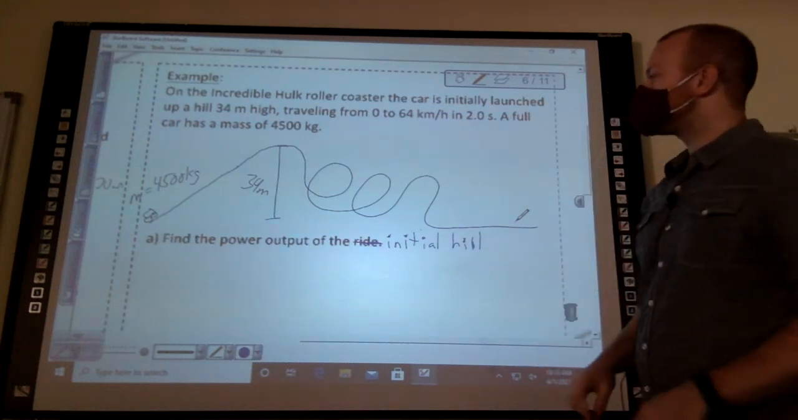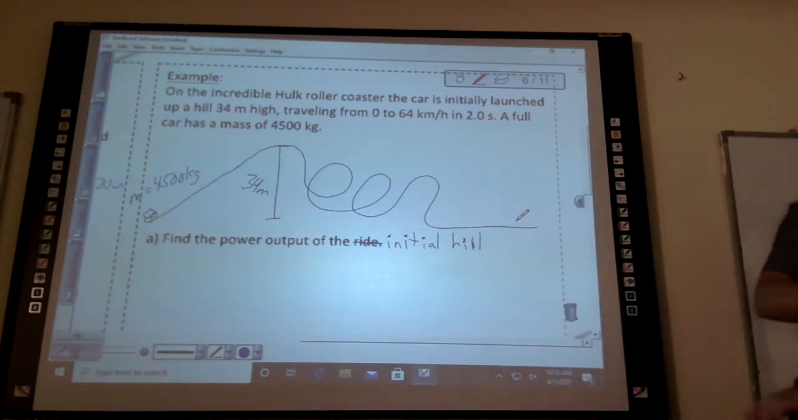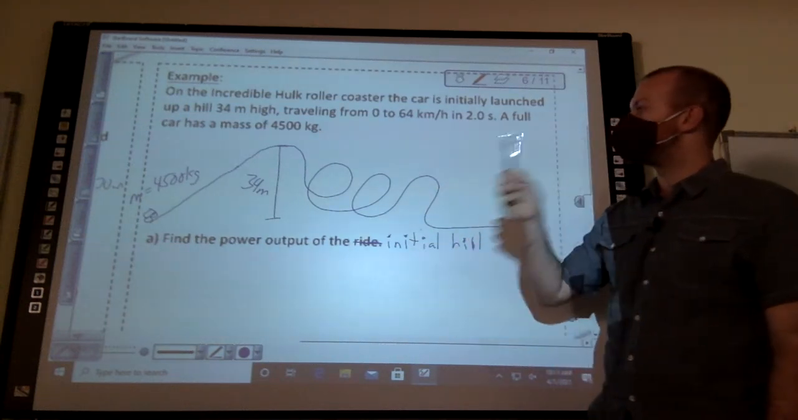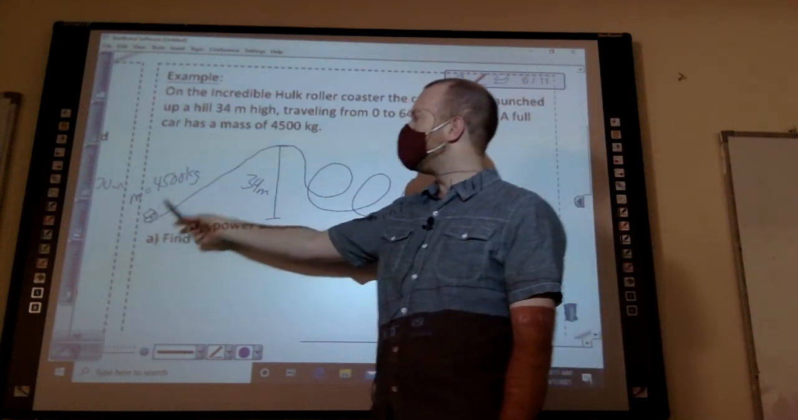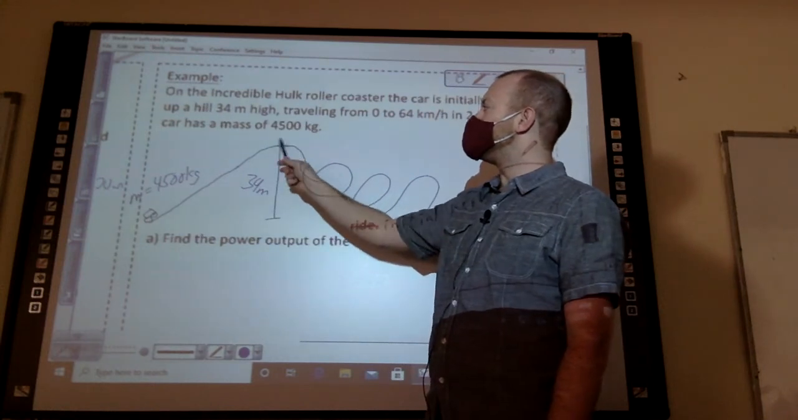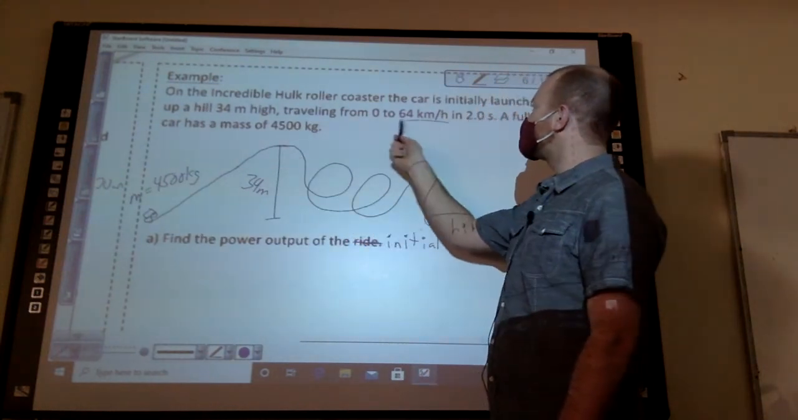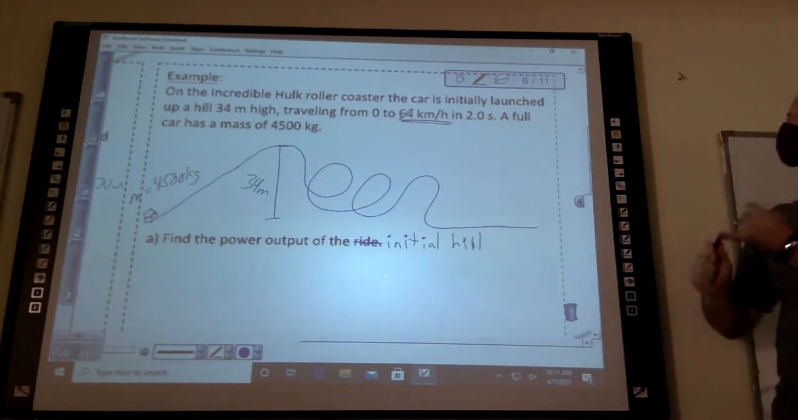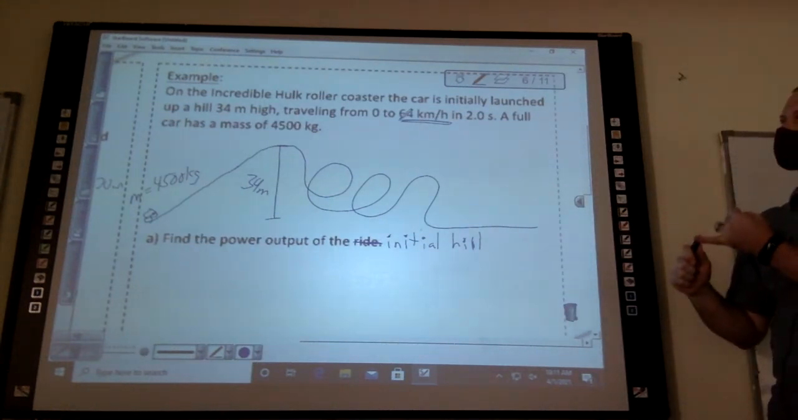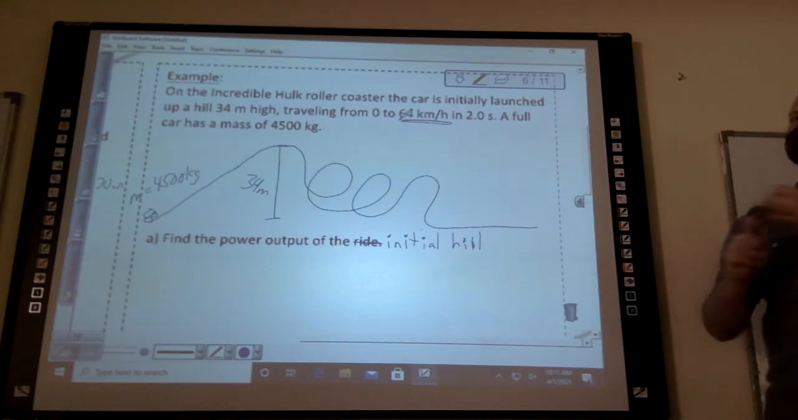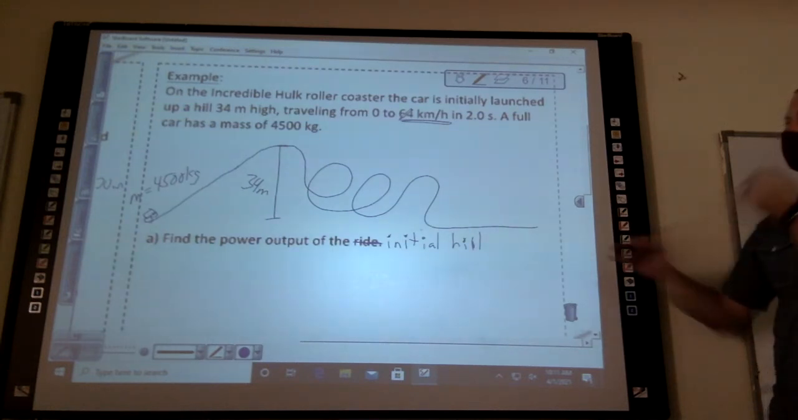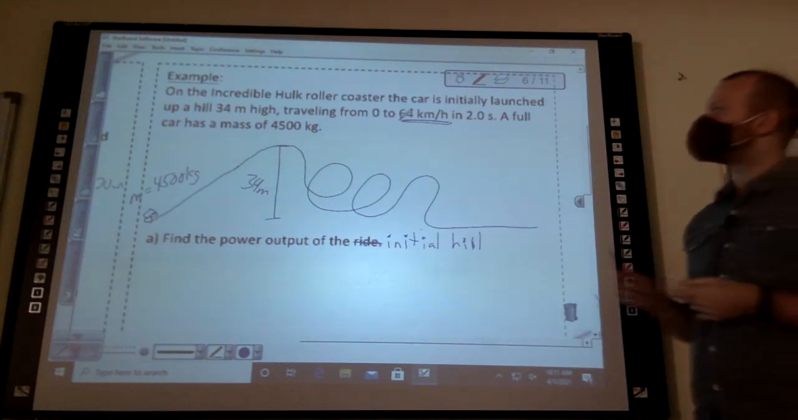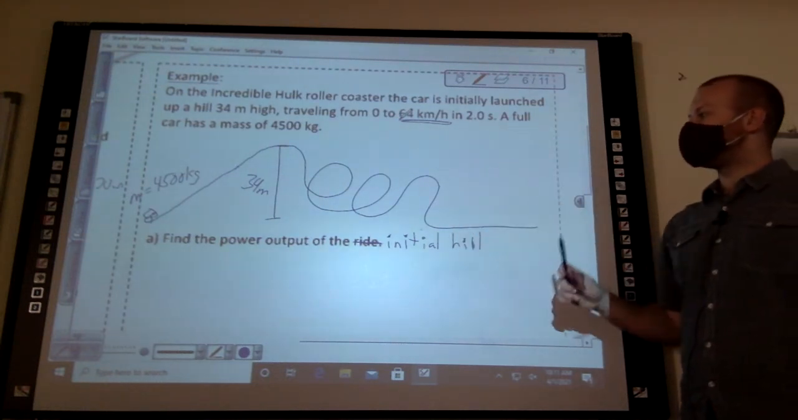So in this case, we've got two types of energy that are changing, right? Because I'm starting from 0 going to 64 kilometers an hour. So down here I have 0, and up at the top hill I don't have 0 kinetic. I've got some sort of kinetic energy. So I'm changing in kinetic energy. I'm increasing speed as I reach the top. And I'm changing potential energy. So I also have a change in height. So in order to do this, I need to first figure out what's the change in both kinetic and potential.